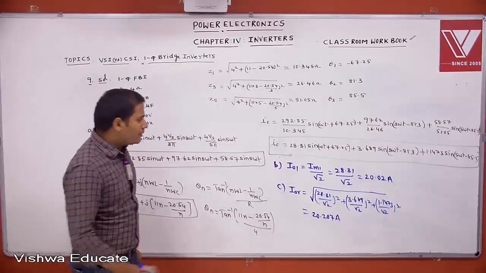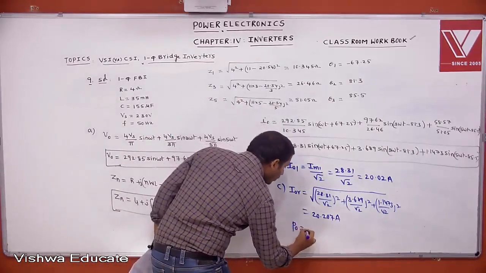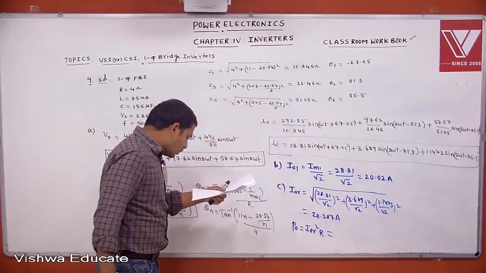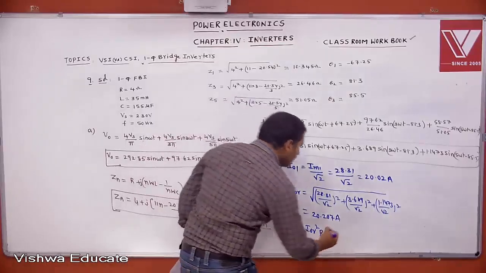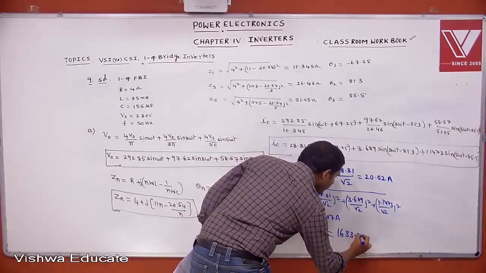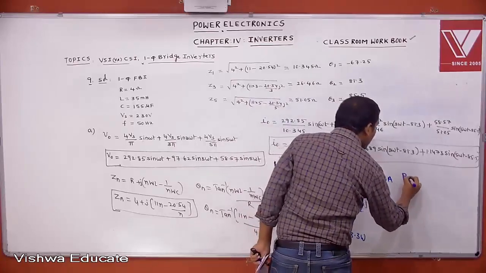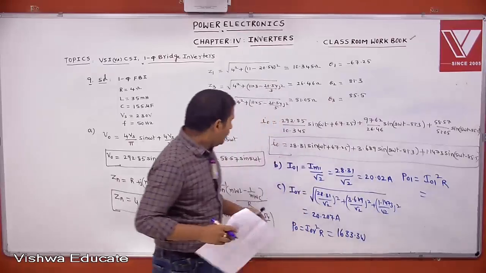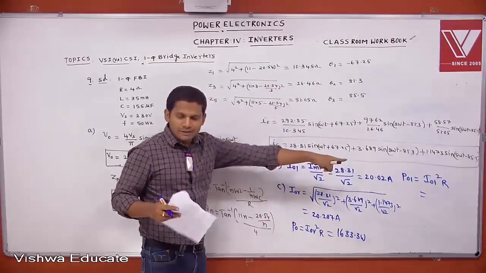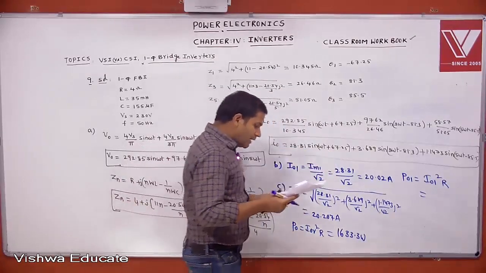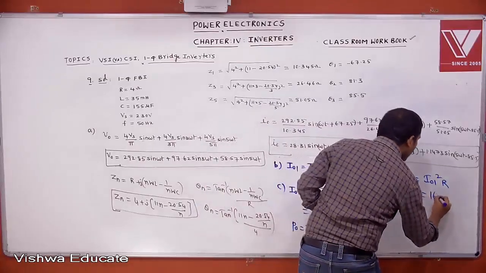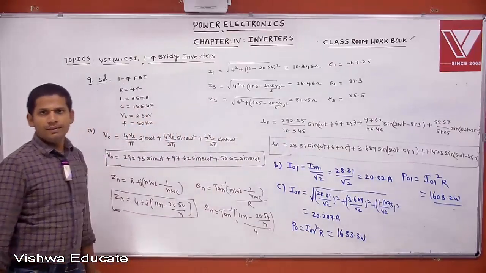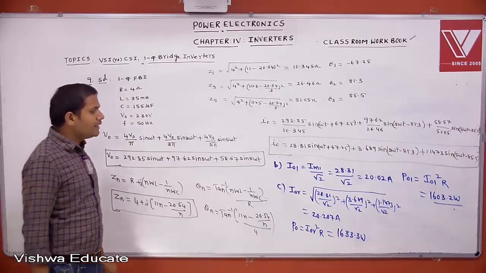Then once you know this, what is the output power? P naught equals I naught RMS square into R. Then we can get the output load power equal to 1633.3 watts. Then you also calculate the fundamental output power, I naught 1 square into R. You know the RMS fundamental load current and the resistance, that you substitute. We can get the fundamental output power equal to 1603.2 watts. That is question number C.